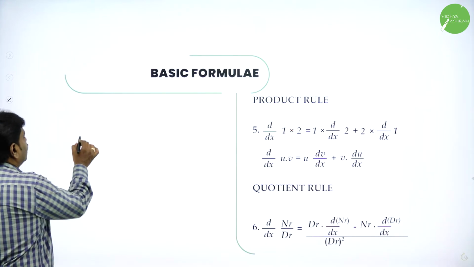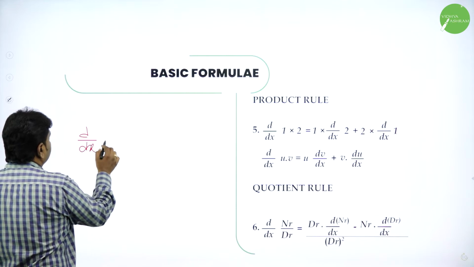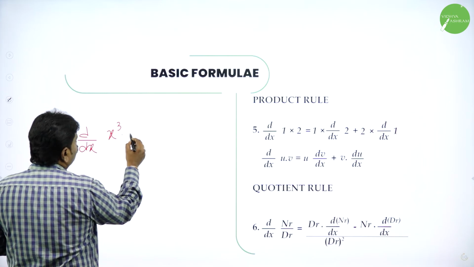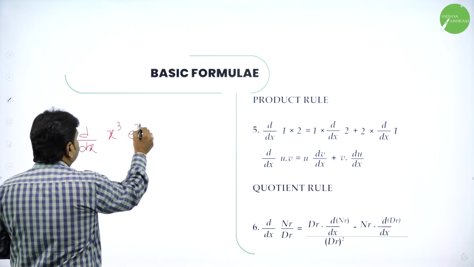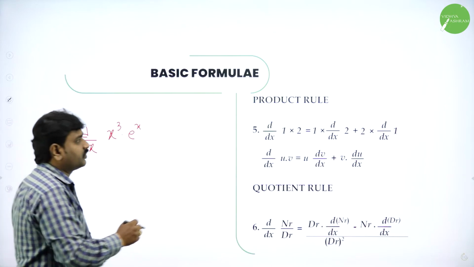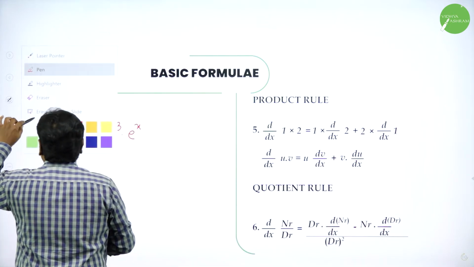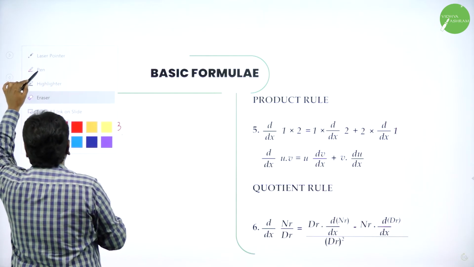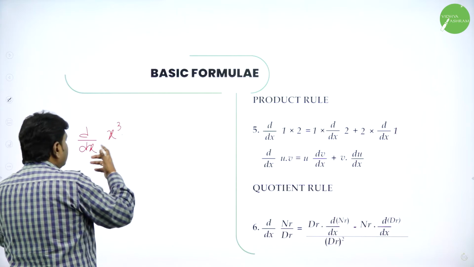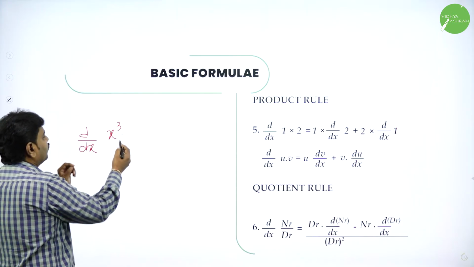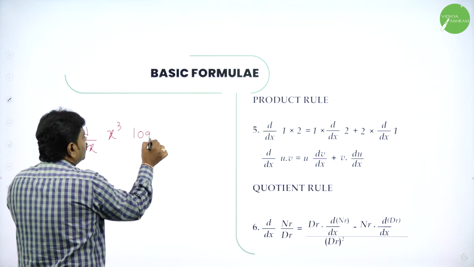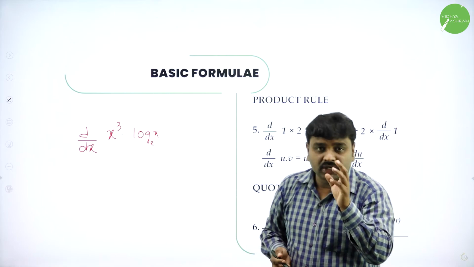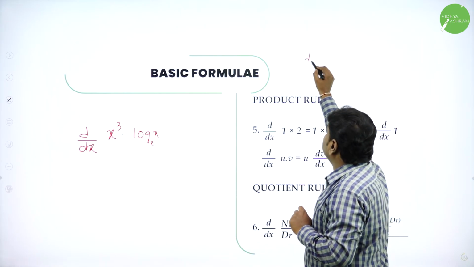Now let me take one more problem. We'll see how many of you will understand. I'll give x cube into e power x, simple. Before I go to e power x, I'll take an easier one, because the e power x derivative is e power x and you will get confused. We are beginning with the topic. I'll take a simple one, d by dx of x cube into log x, because you know the derivative of log x. What is the derivative of log x? 1 by x. And you also know the derivative of x cube.